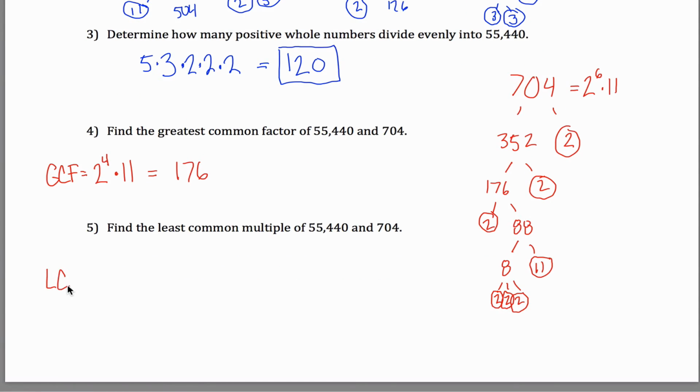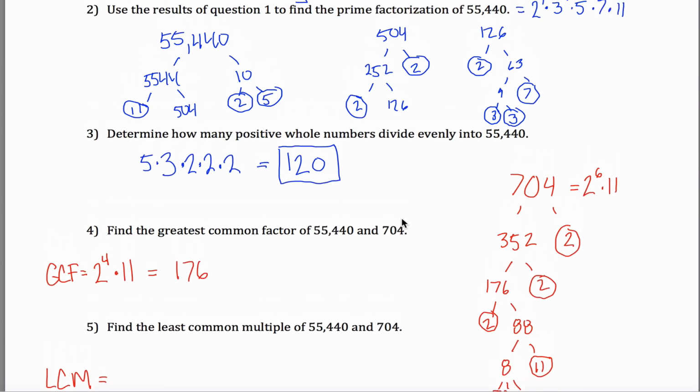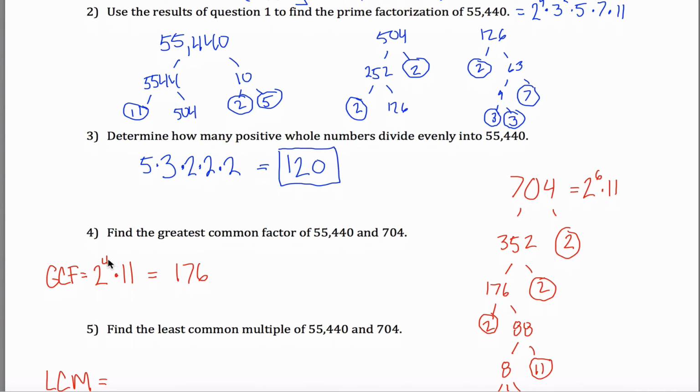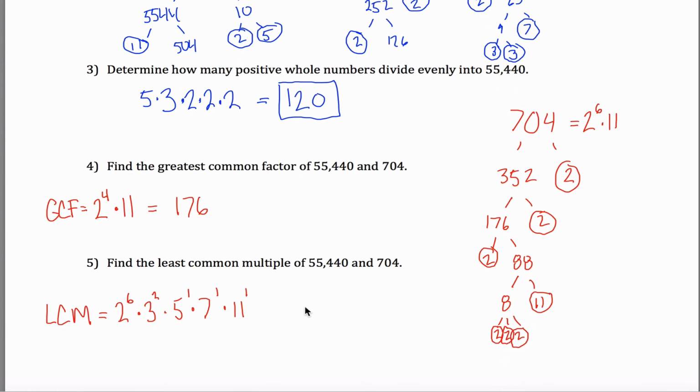I could find their least common multiple very similarly. Same idea, I'm going to look at the two prime factorizations, but now instead of taking the smaller exponent, I'm going to take the larger exponent. So I have 2 to the 4th power and 2 to the 6th power. The larger of those exponents is 2 to the 6th power. I have 3 to the 2nd power and 3 to the 0 power. The largest of those is 3 to the 2nd power. 5 to the 1st, no 5's there, so the larger is 5 to the 1st. Same idea with 7 to the 1st, and 11 to the 1st I have here and here, so the larger is 11 to the 1st.